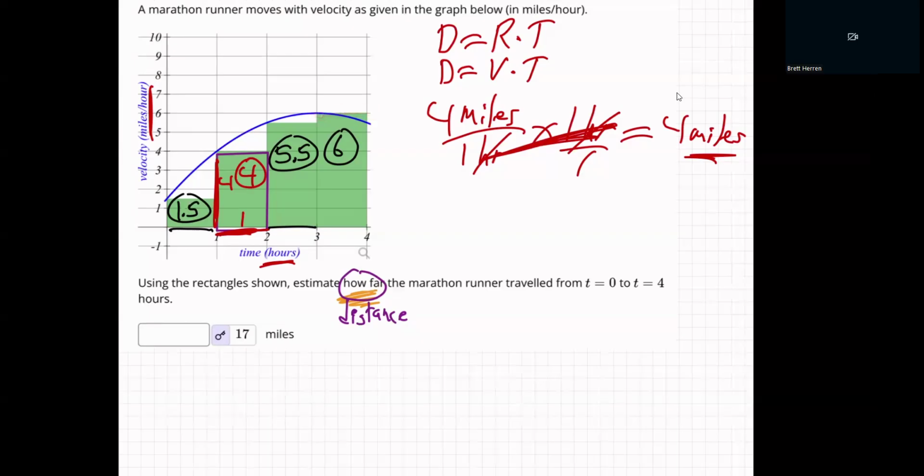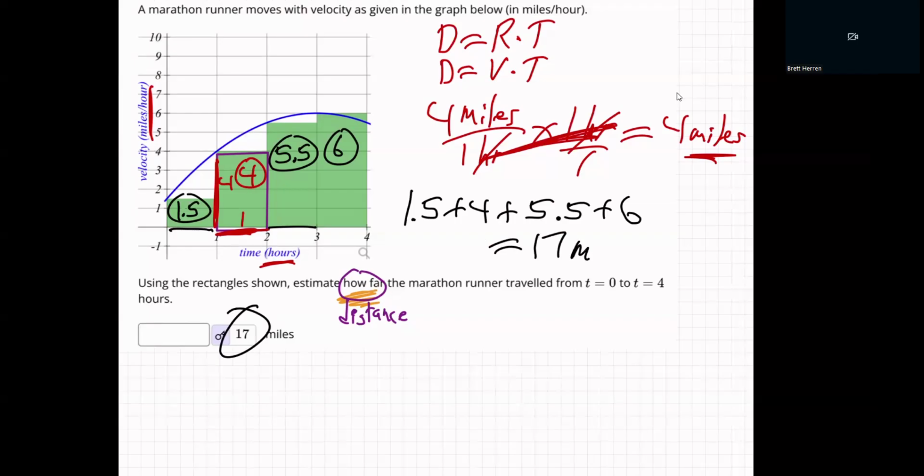So just add those up. 1.5 plus 4 plus 5.5 plus 6. And you get 17. 17 miles. So the point of this example is to notice, here's a real practical one, because you might wonder, why are we doing all this area under the curve stuff? Like, who cares about area under the curve?